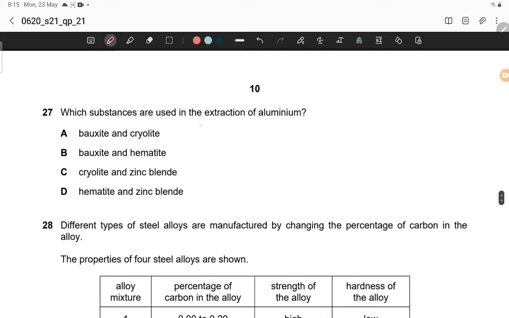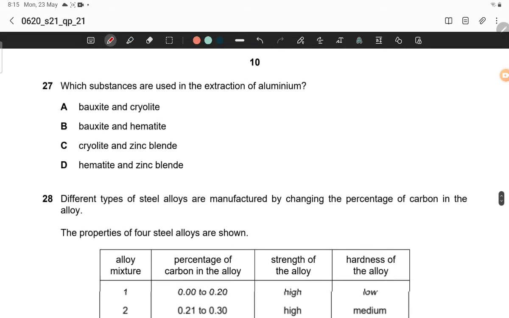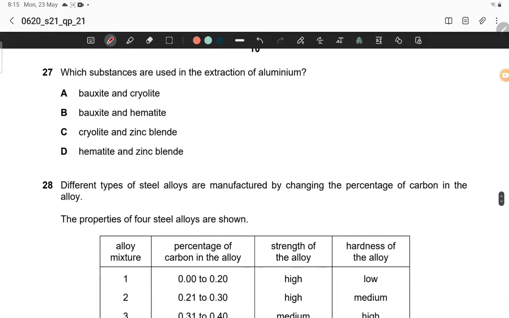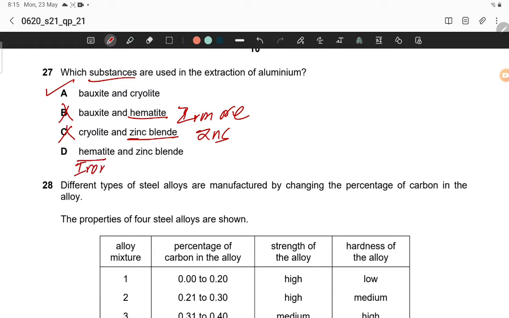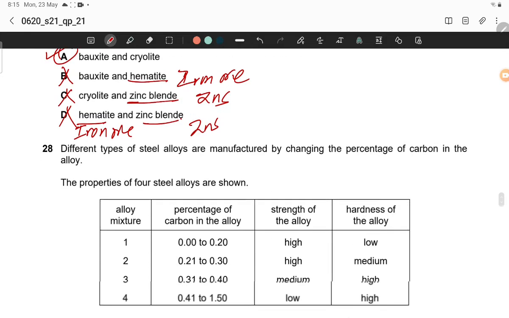Which substances are used in the extraction of aluminium? Bauxite and cryolite. Yes, bauxite and cryolite. Bauxite and hematite: hematite is iron ore. Cryolite and zinc blende, ZnS, not used. Hematite is iron ore and zinc blende is zinc ore. So this is incorrect. A option is correct.